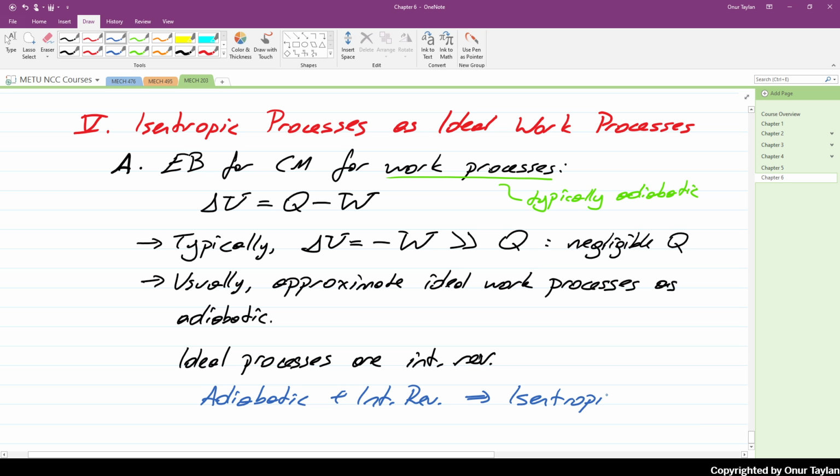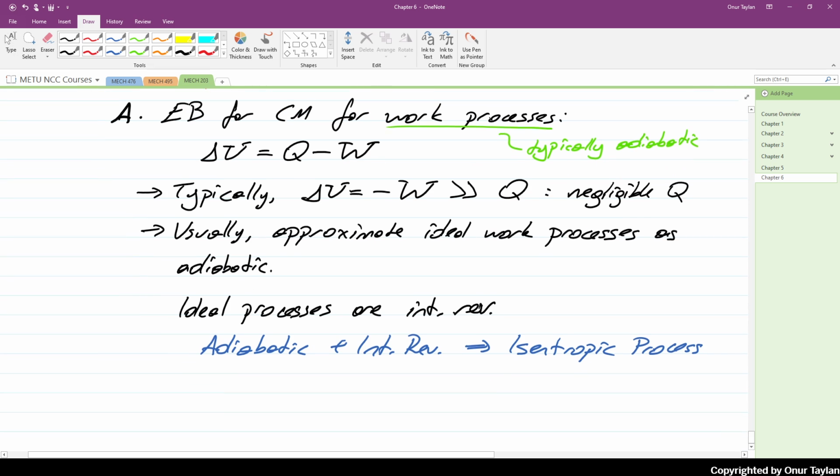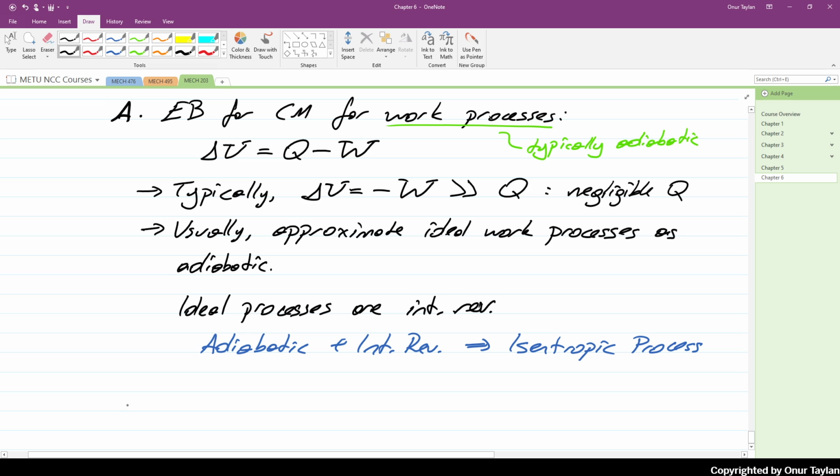So that's why we treat ideal work processes this way. Work process means Q is 0, it's ideal. And ideal means it is internally reversible. So eventually it becomes an isentropic process. And how we find the isentropic process is as such. In the control mass, we are given a control mass and it is adiabatic and it is internally reversible. It is an ideal system. So as you can see, it is an isentropic process.